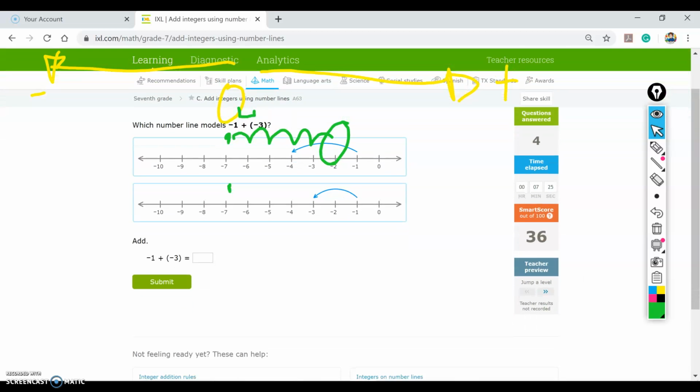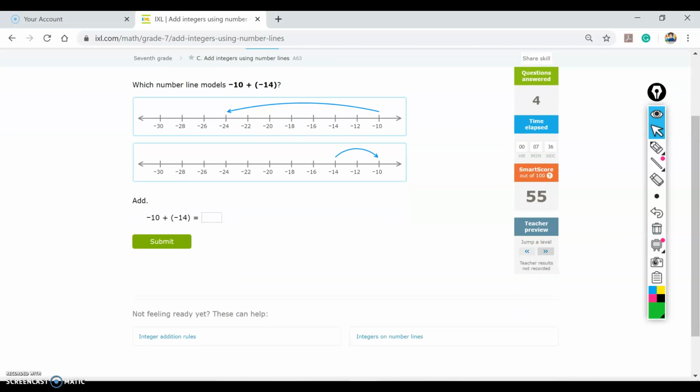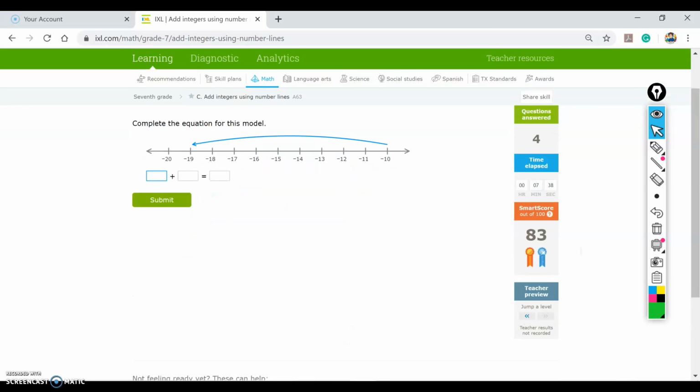Okay, let's get ahead a little bit to see what you would see on like the 80s or something. Let's check that one. Let's do this one.